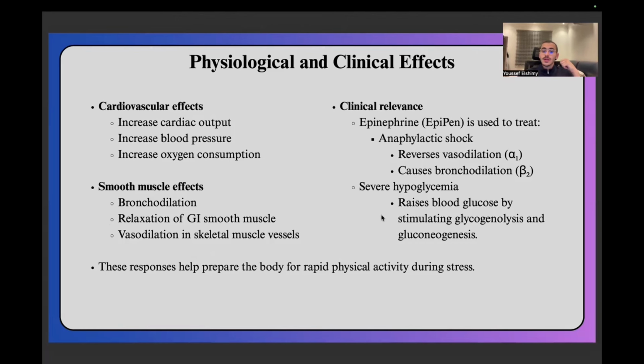In cases of severe hypoglycemia, we give also EpiPen because this would block the insulin as well as stimulate glucagon, as well as stimulate gluconeogenesis, stimulate glycogenolysis, and decrease glycolysis.